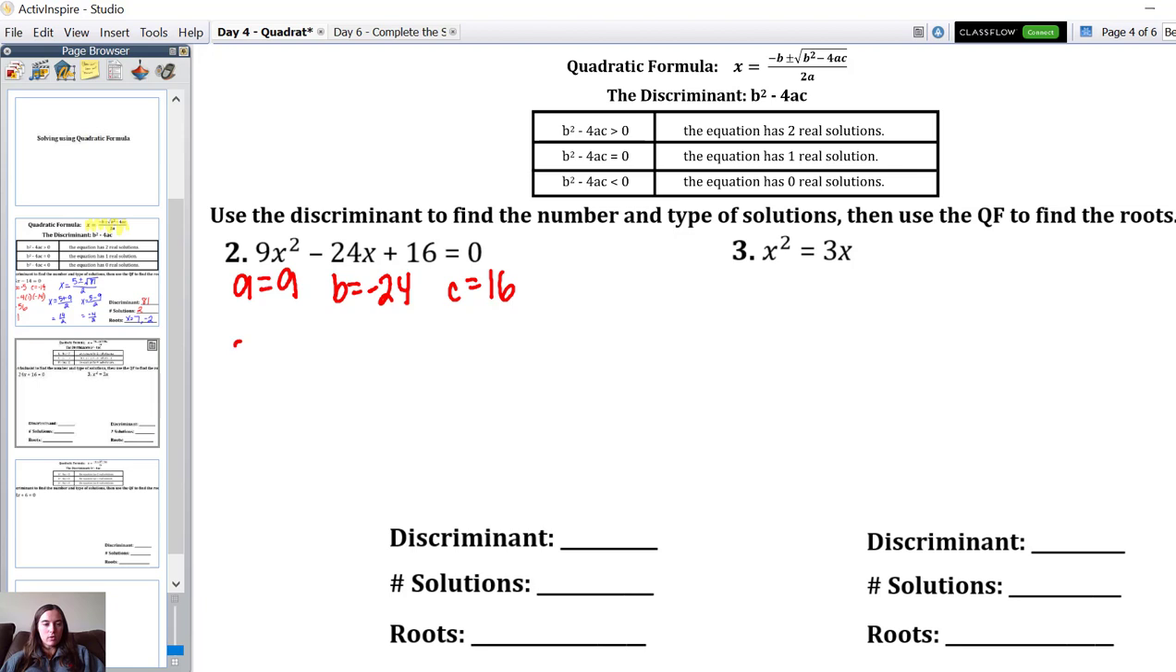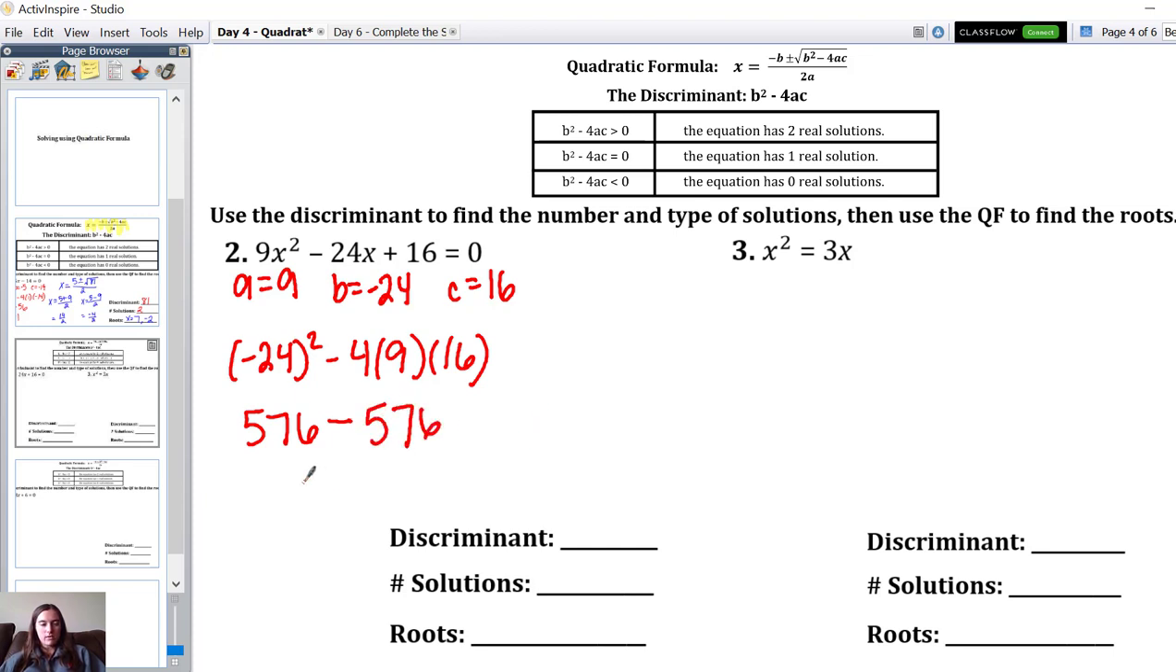My b is negative 24, so I need negative 24 squared minus 4 times my a value times my c value. Now negative 24 squared is positive 576 minus 4 times 9 times 16, which is 576. So we have 576 minus 576, which is 0. So our discriminant here is 0. If we have a discriminant of 0, that means we're going to have one real solution. We should only get one answer for our roots.